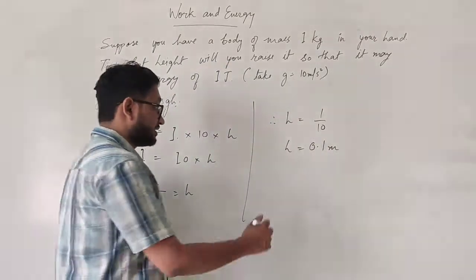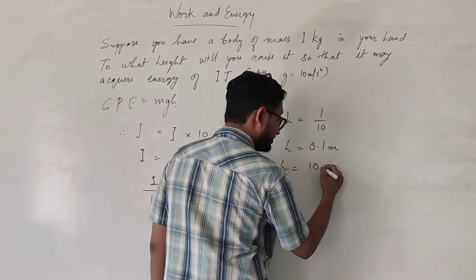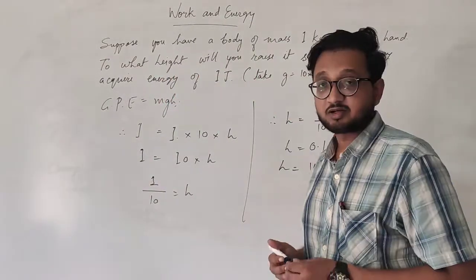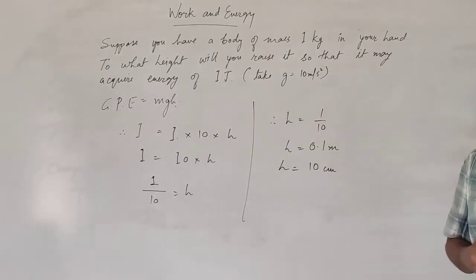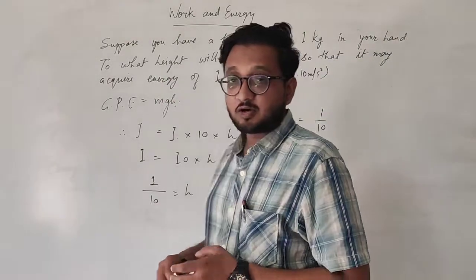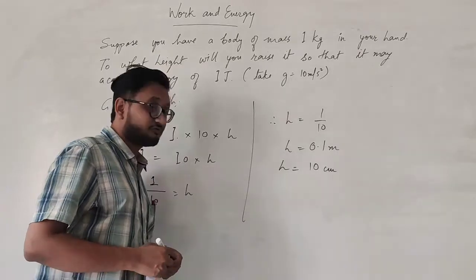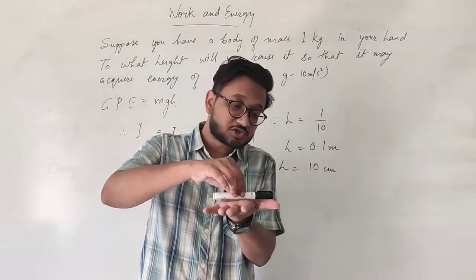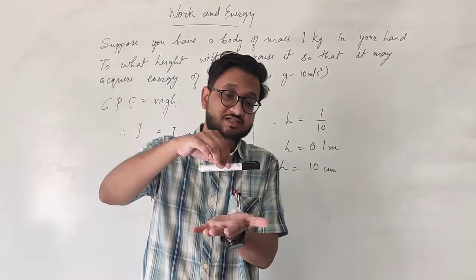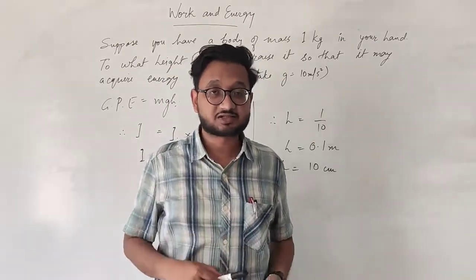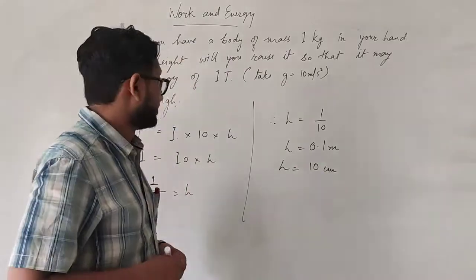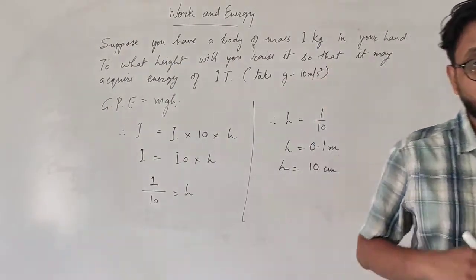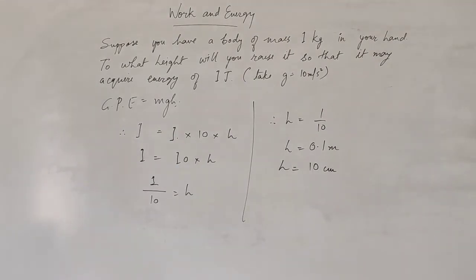Or I can write h is equal to 10 centimeters, multiplying it by 100. So if the object has a mass of 1 kg and you need the energy of 1 joule, you should raise the object to a height of 10 centimeters so that its energy is 1 joule. Okay? I hope it is clear to you students. I'll give you a moment and then we will start with the new one.